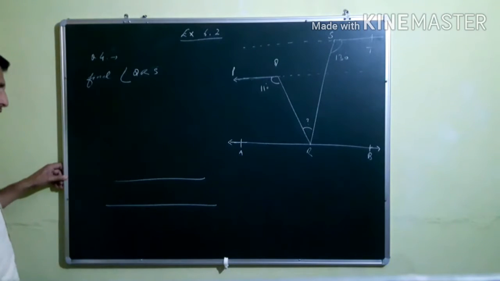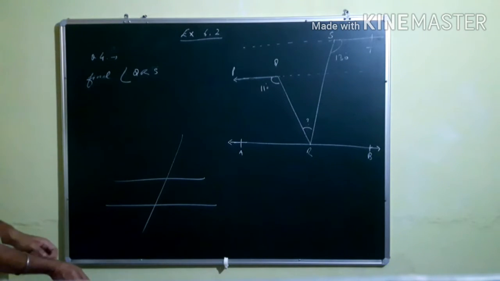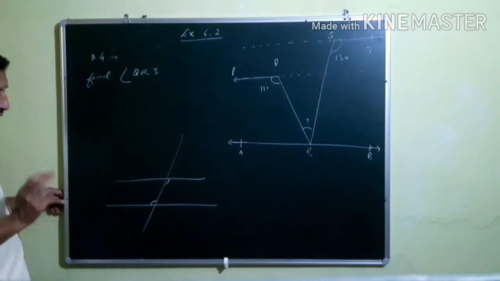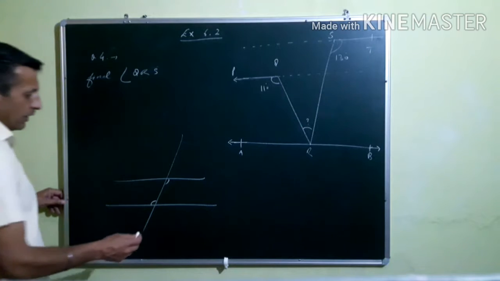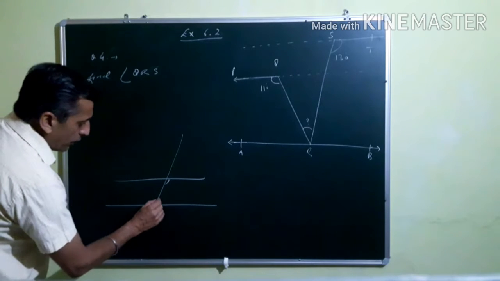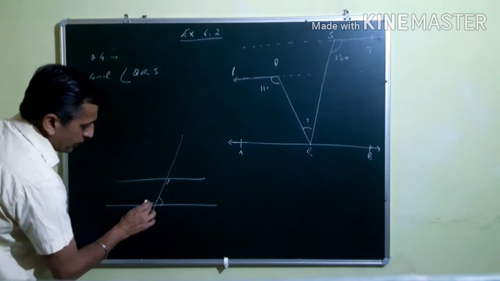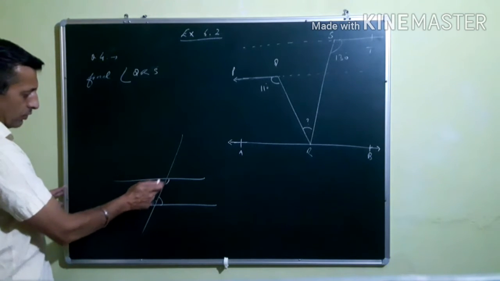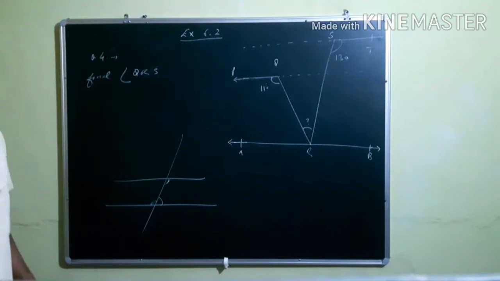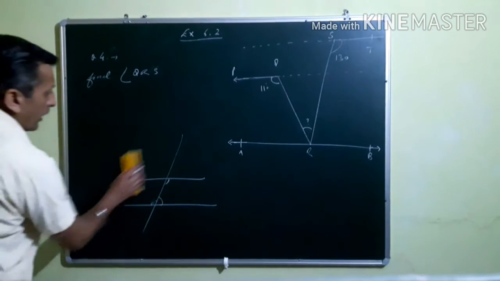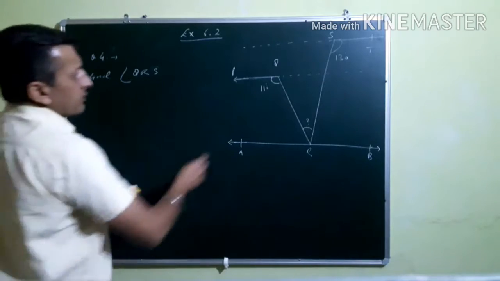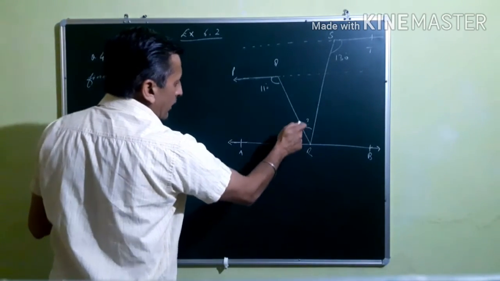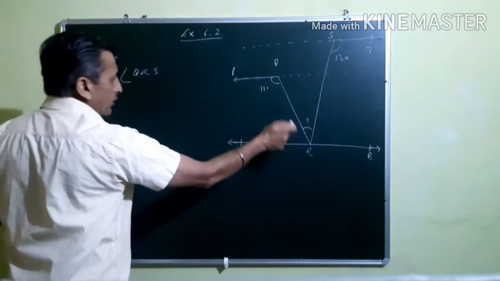See, these two lines are parallel, and suppose this is your transversal. So in that case, alternate interior angles are equal. This is the first thing, and the second is the sum of these two co-interior angles, this and this, is equal to 180 degrees. These are called co-interior angles, and these are alternate interior angles. In this case, these two lines are parallel. This is given. This angle is given, and this is another angle. The sum of these two angles is 180 degrees.